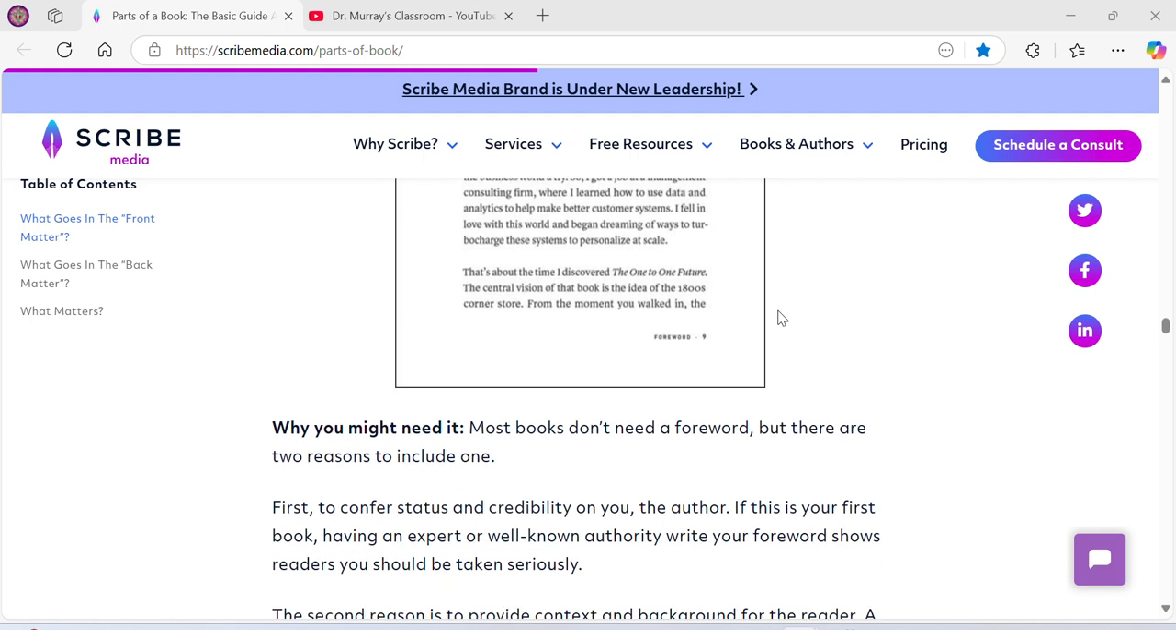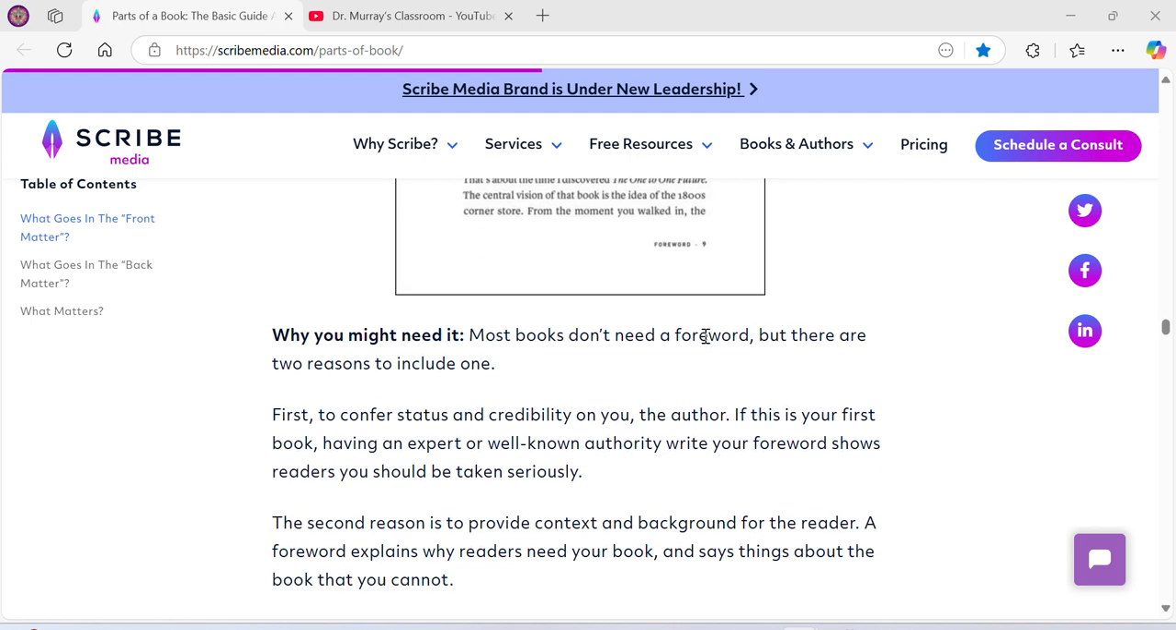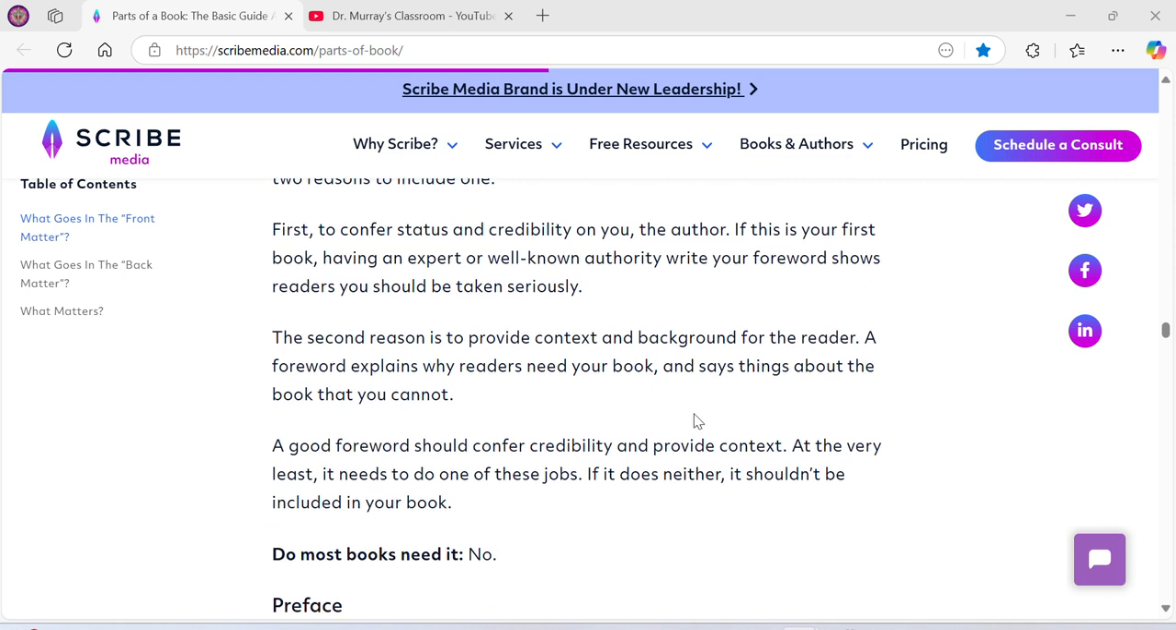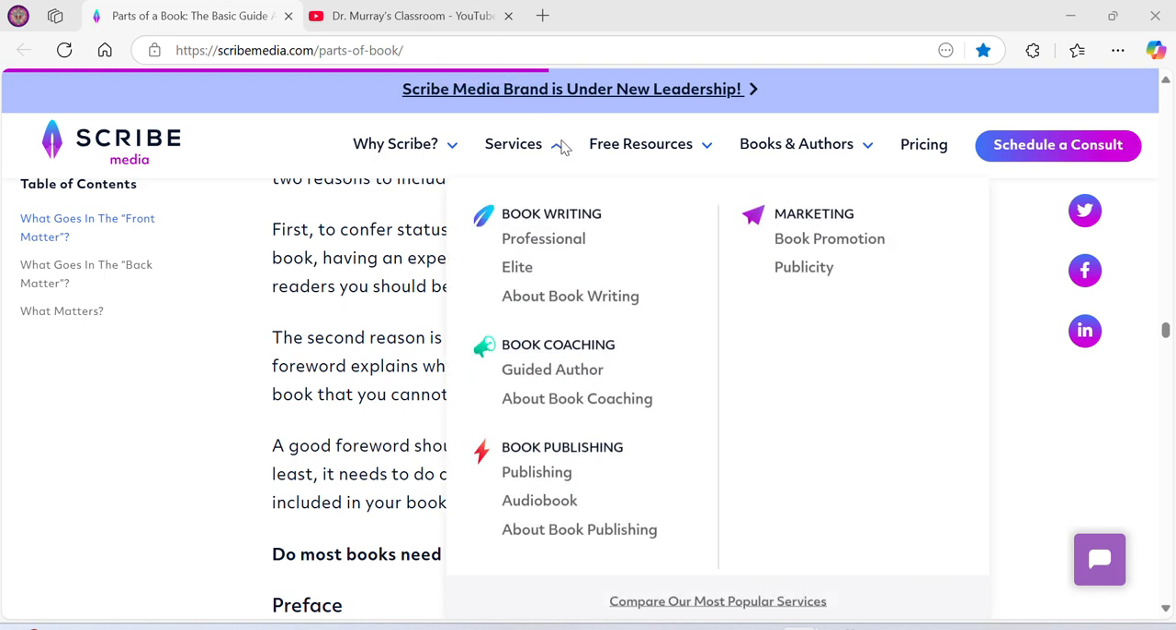as you can see. See, it says most books don't need a foreword, but there are two reasons to include one: to confer status and credibility on you, the author, right? Second reason is to provide context and a background for the reader. So those are two, and that's what I used in my fire department book. It was for credibility. I used a foreword by a battalion chief that I know, and it adds to my credibility. And that's why I put it in there.